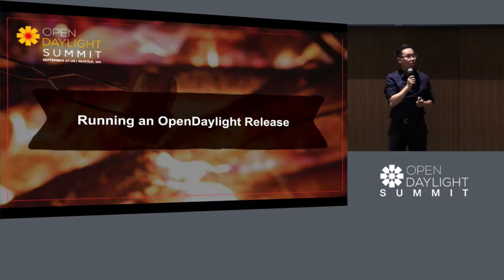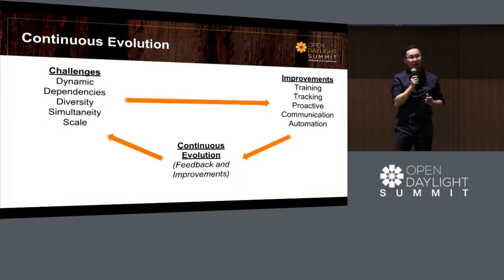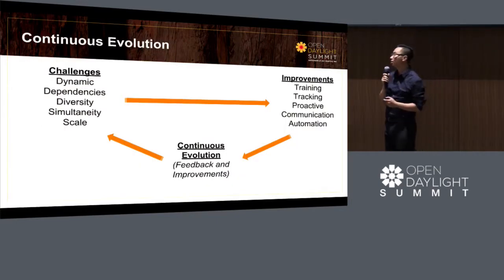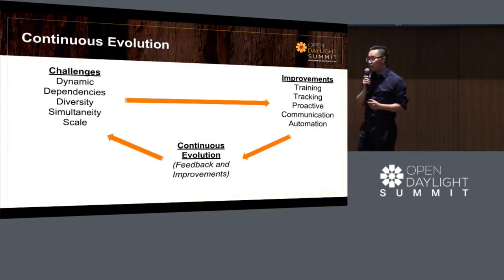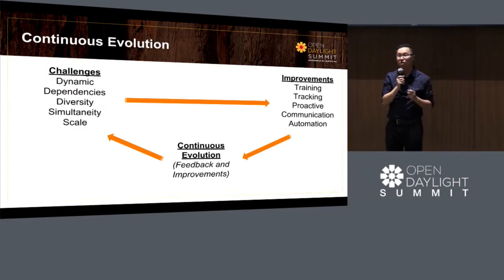And that leads into a big key challenge with OpenDaylight, which is how do you release successfully given the complexity that exists with our OpenDaylight project. And I'd like to speak a little bit about those complexities. If you were at the keynote, you'll hear that OpenDaylight is a very dynamic project. It's not a static project.